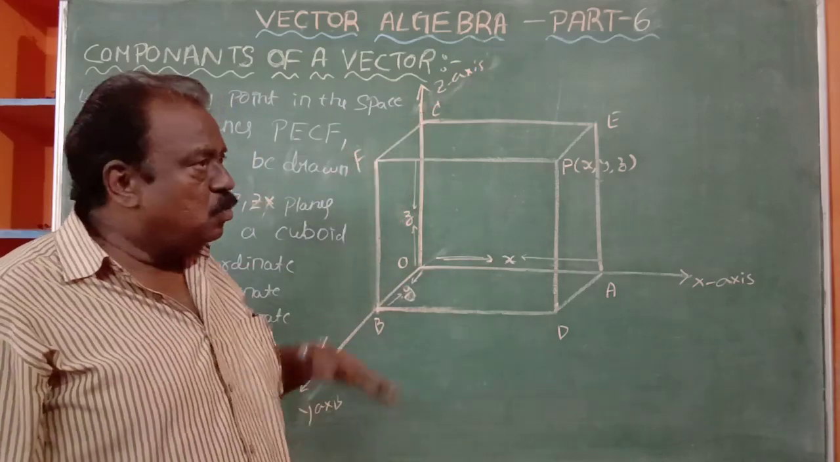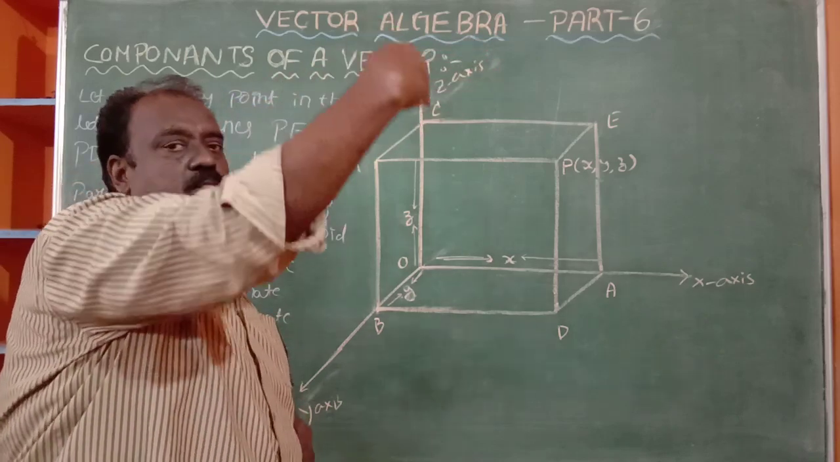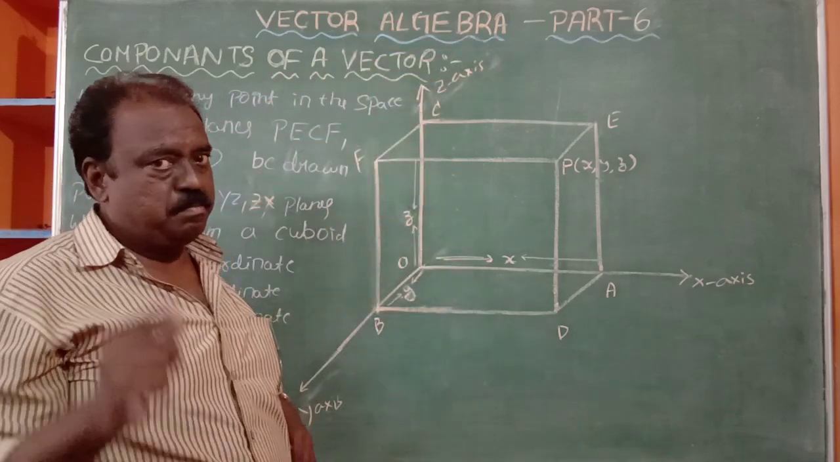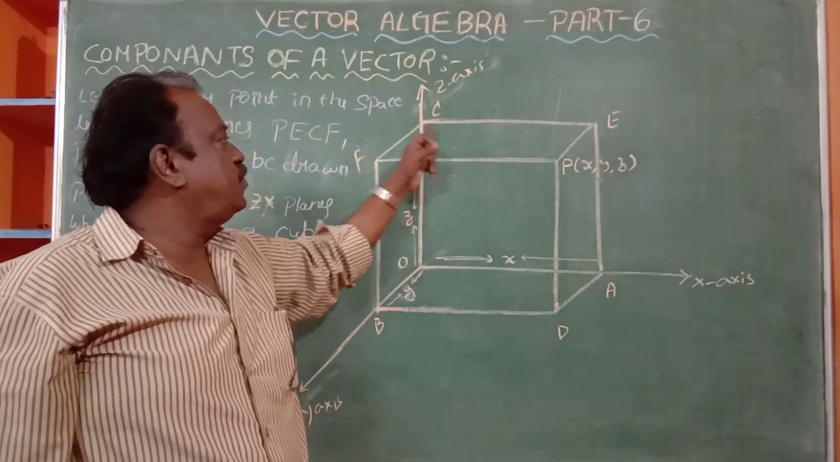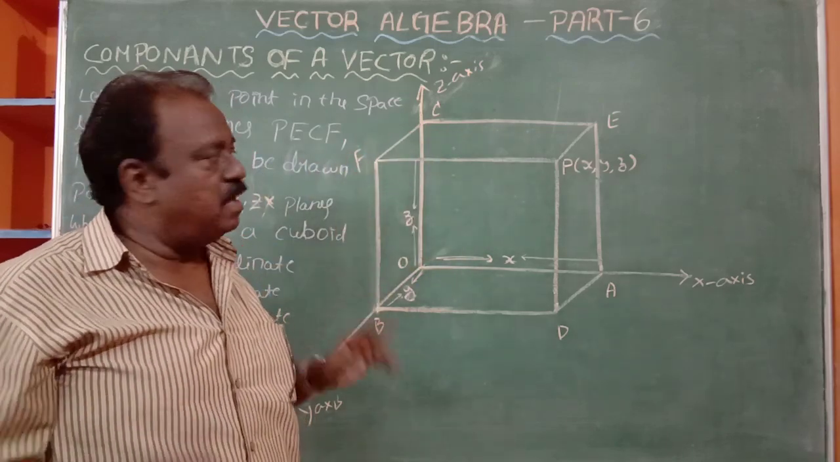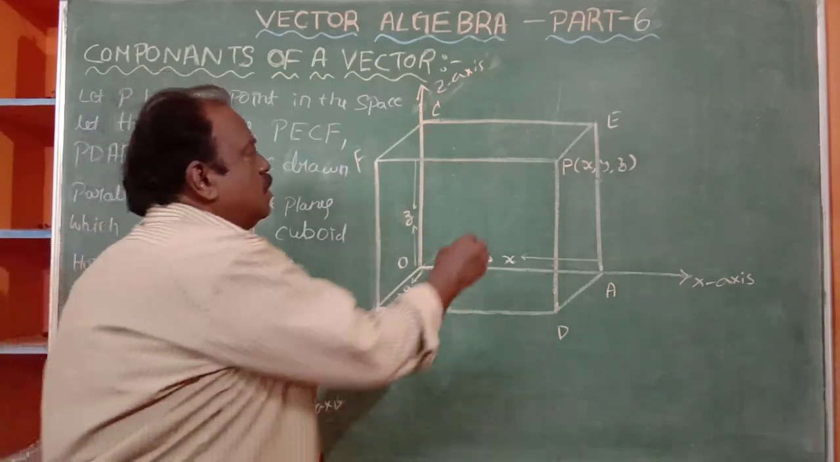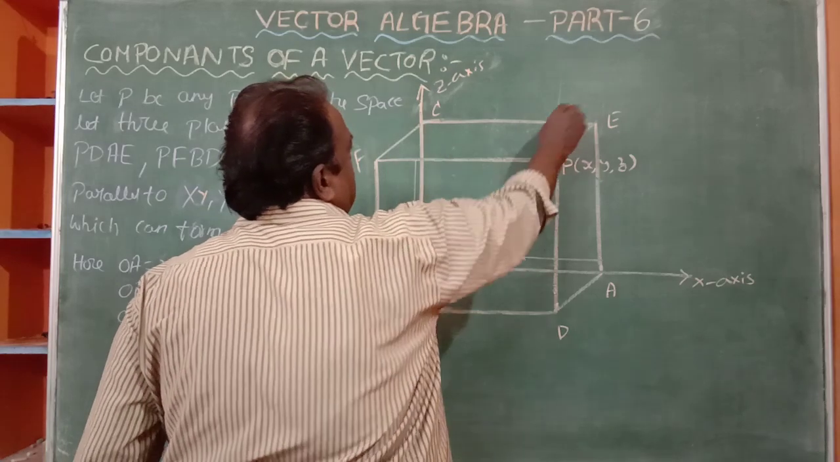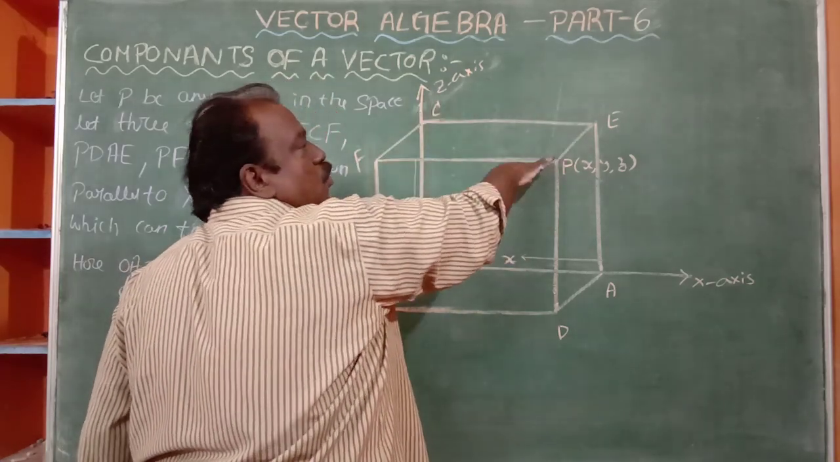Now, through the point P, I can draw three planes. Please try to understand. One plane is PFCE. This one, PFCE. It is a new plane, passing through the point P.